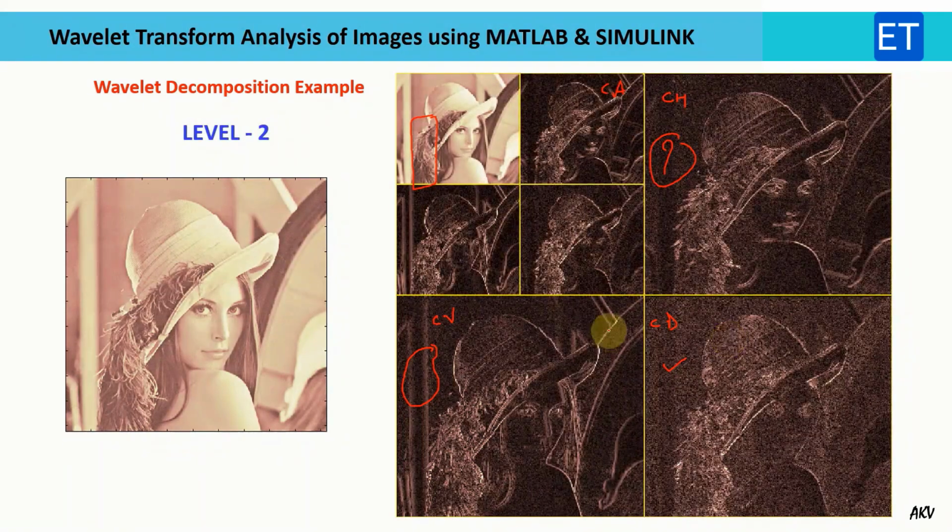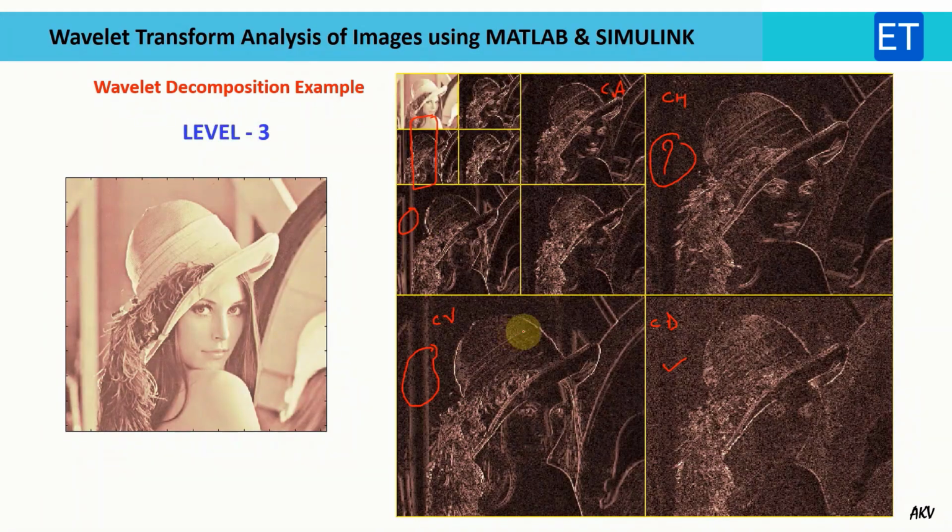And this is the second level decomposition, right? So these details are more prominent here. And again this is the third level decomposition. So this CA2 is further decomposed into matrices CA3, CH3, CV3, and CD3.